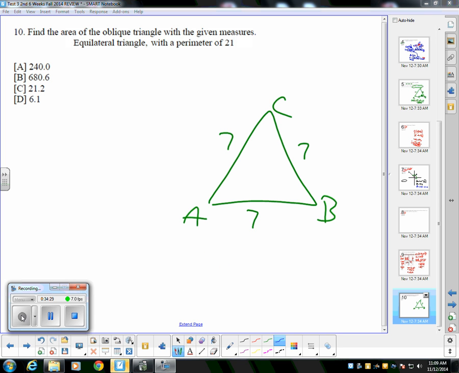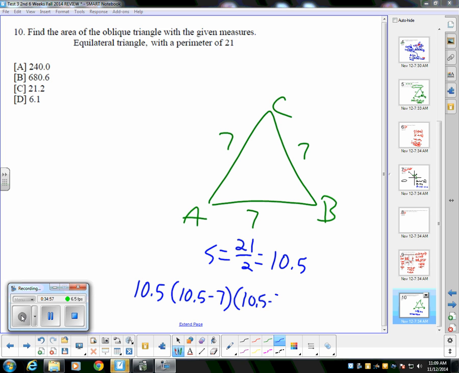First thing you got to do is find S. Well, S is the perimeter divided by 2. So S is 21 divided by 2. And 21 divided by 2 is 10.5. Then all you got to do is take the square root of S times S minus A times S minus B, which I know these are all the same, times S minus C. Take the square root of that whole thing. That's all you got to do.